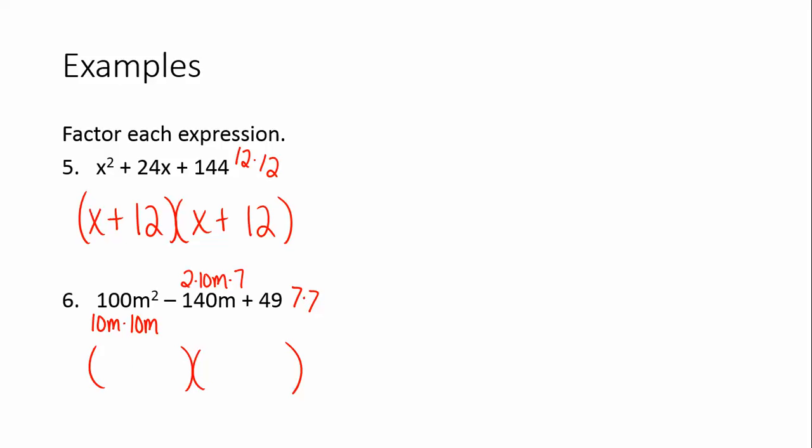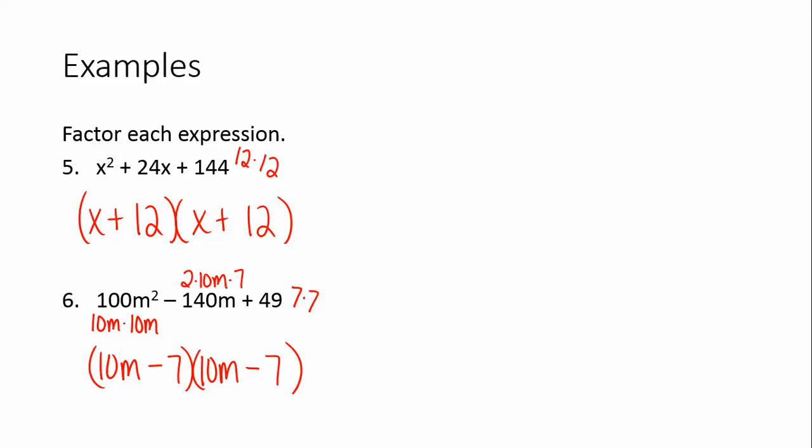We have to be careful here. Up front, instead of just m times m, now it needs to be 10m times 10m. They both are minus 7s since it's a subtraction sign in the middle. So we get 10m minus 7.